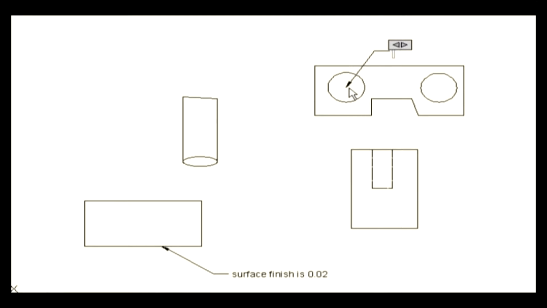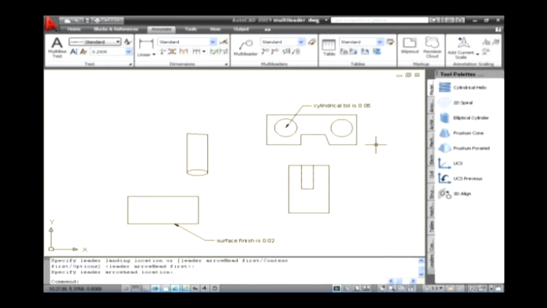Specify the arrowhead location. The text formatting bar appears. Type the text. For example, the cylindrical tolerance is 0.005. Finally, select OK to finish the command. The leader line is now created using the Landing Location First sub-option. The next sub-option is Content First.